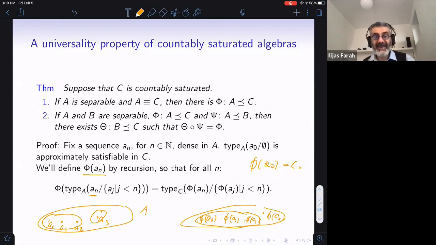Now, because the type of something codes all sorts of information, but in particular, it codes distances and it codes algebraic operations, this phi is going to be isometric and it will respect algebraic operations. So if I took some extra care to make sure that this is a star algebra over complex rationals, phi would have actually respected the operations, but it doesn't really matter. It's going to respect them approximately as much as necessary. So by just using countable saturation of C, you pick up these elements one by one. And at the end of the day, you have a map from a dense subset of A into C, and the continuous extension of that map to all of A is an elementary embedding.